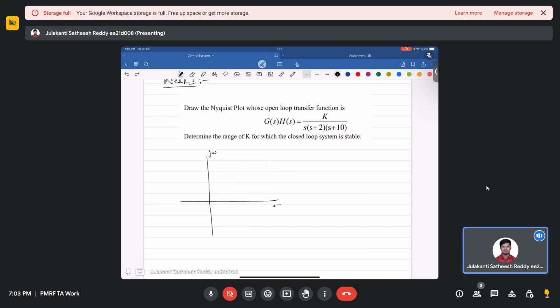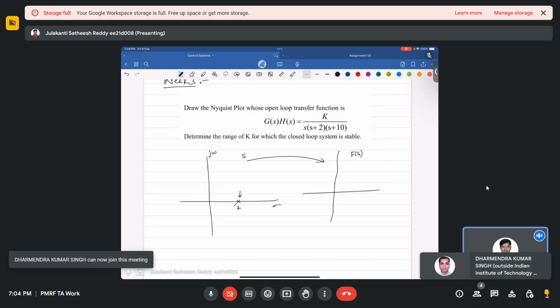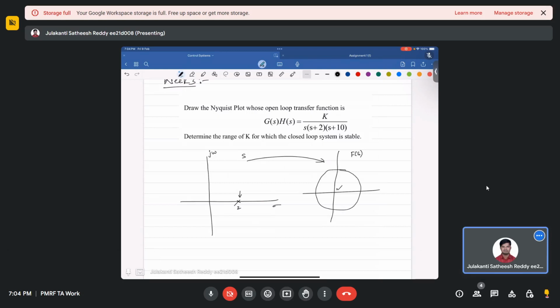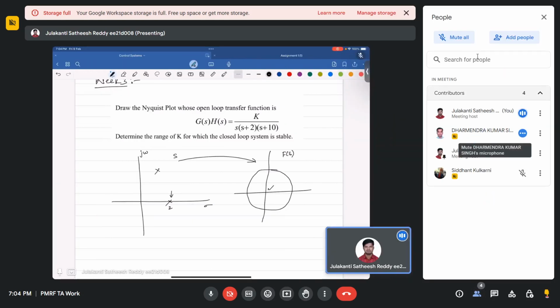Suppose there is some component, one coordinate is there, you can say it is the 2. So you are mapping into the f(s) plane. When you say f(s) plane, you are mapping this S plane to the f(s) plane. Suppose this lies in the right half of the S plane, there will be an encirclement, it encloses the origin.